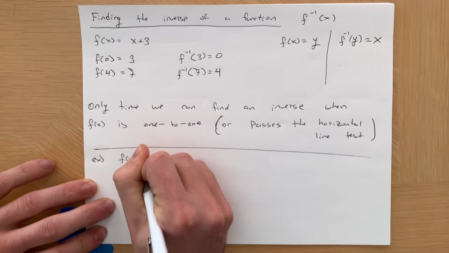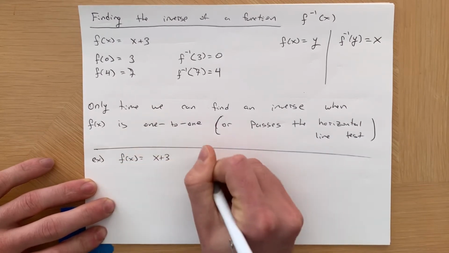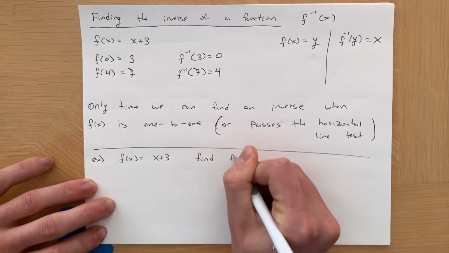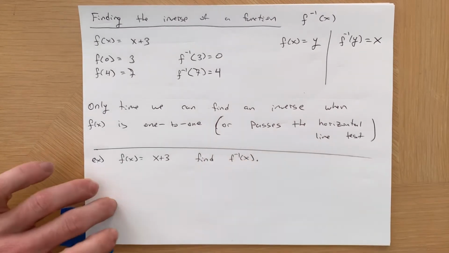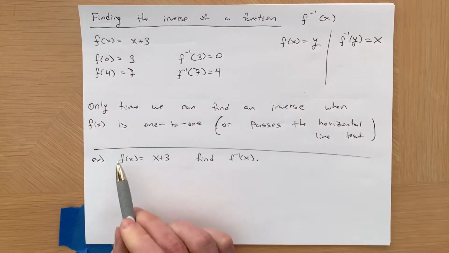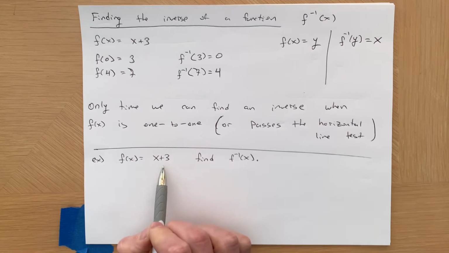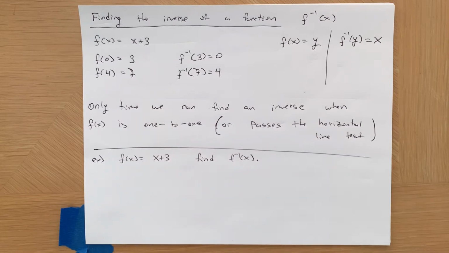So let's do a simple example, this one up here. We have f of x is equal to x plus 3, and we want to find f inverse of x. No matter what the problem looks like, the technique is always going to be the same. Sometimes it's easy to find, sometimes it isn't.